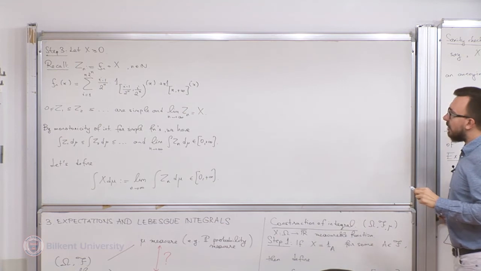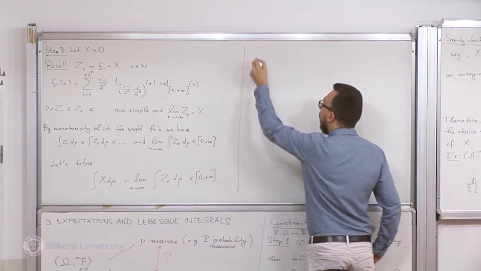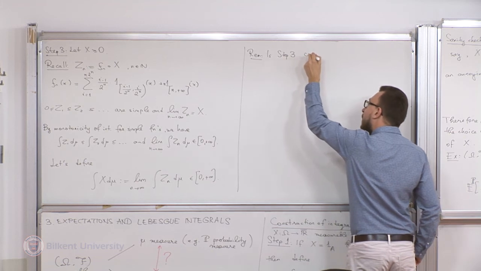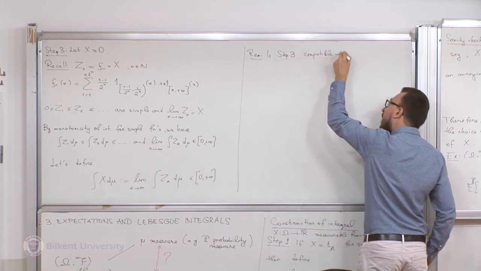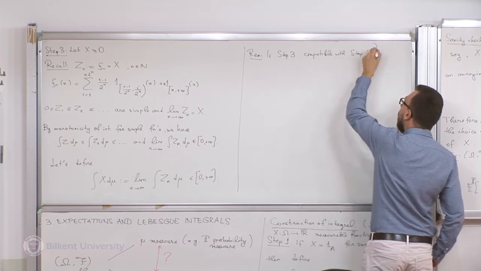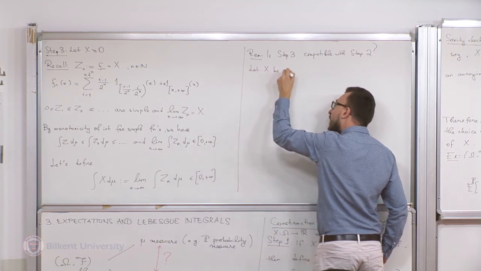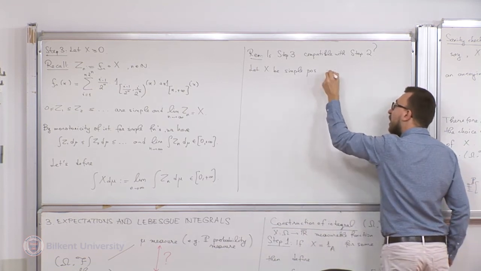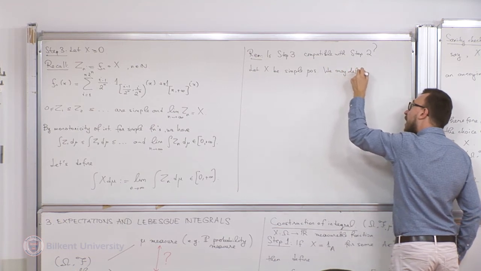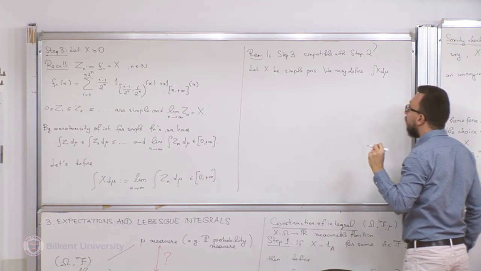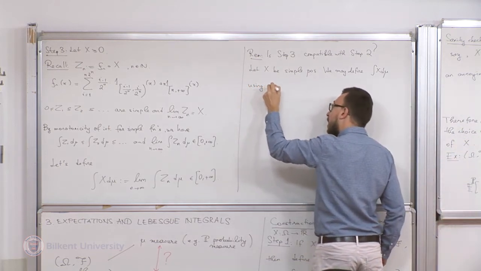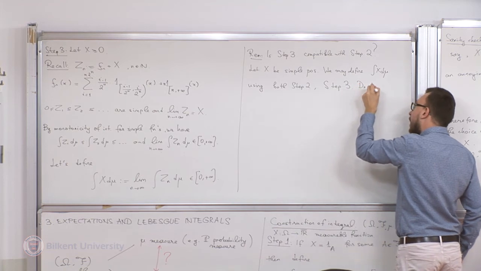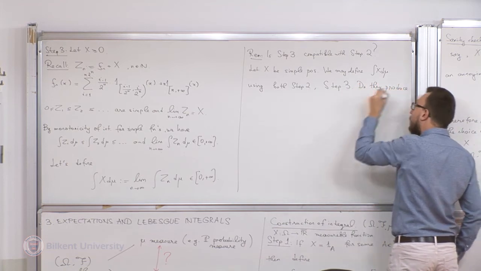So one point here is: is step 3 compatible with step 2? In other words, let x be simple positive. We may define the integral of x with respect to mu using both step 2 and step 3. Do they produce the same result?